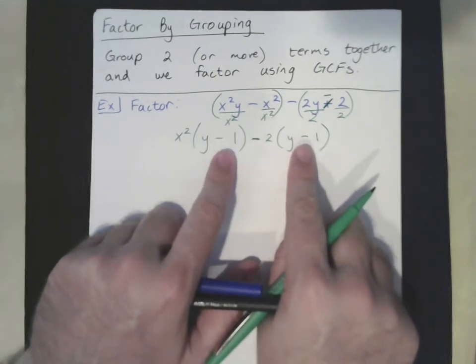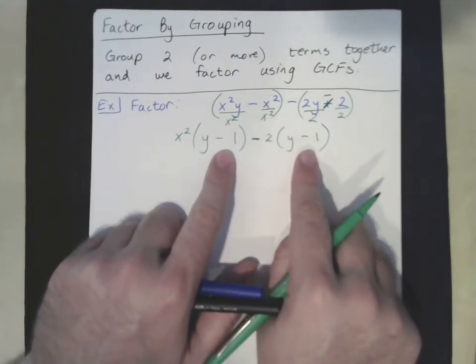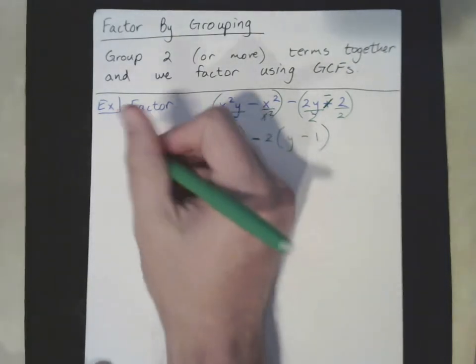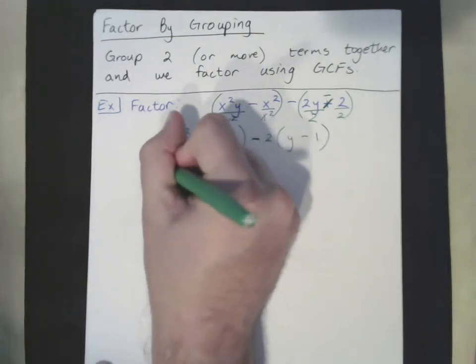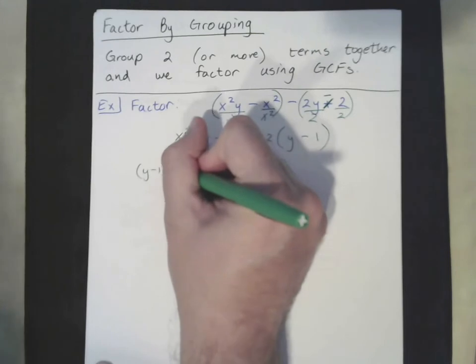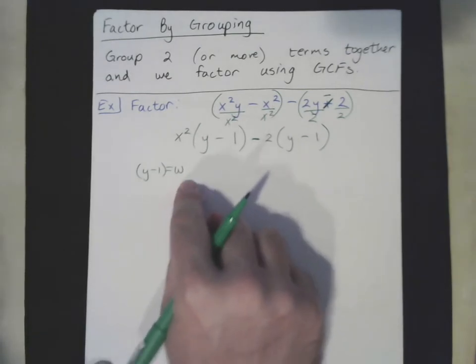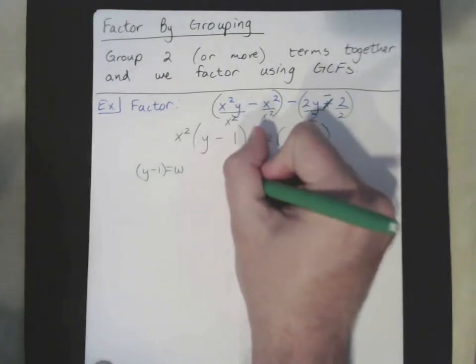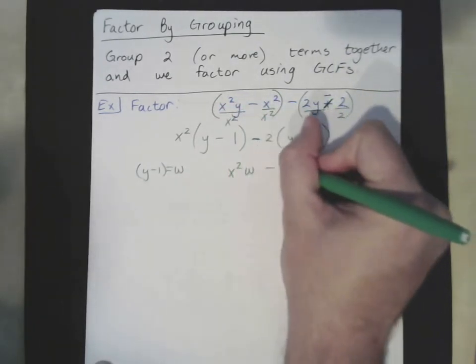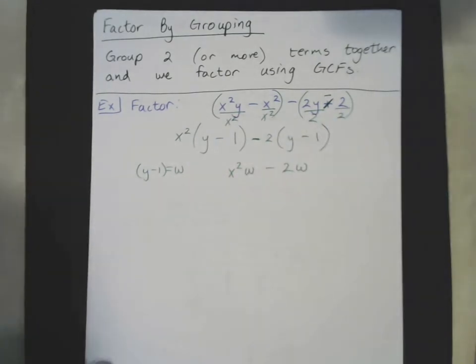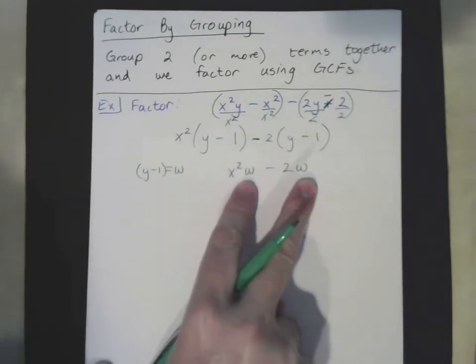So I can factor y minus 1 out of both of these now, because, for example, let's say y minus 1 equals w. So this is what's called making a dummy variable. So I'm going to swap in w for y minus 1, and now we could factor that w out.